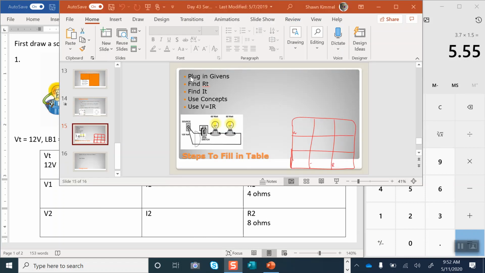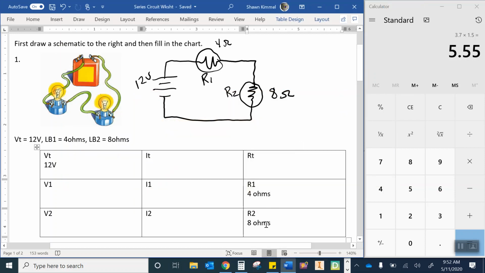Okay, so what I've done here is our first step was to plug in the givens. The second thing is to find RT. Well, in a series circuit, I taught you to add up your resistances. So 4 plus 8 gives us a total resistance of 12 ohms.